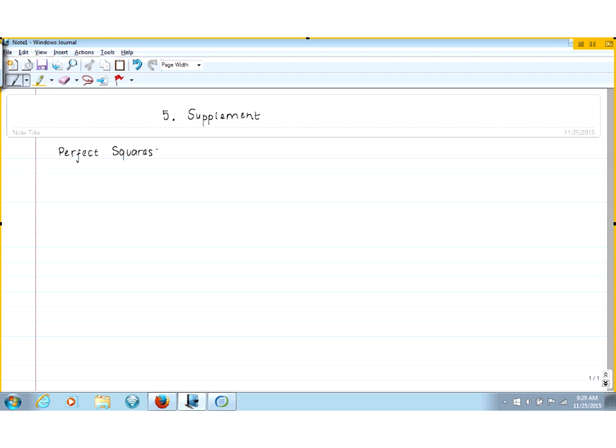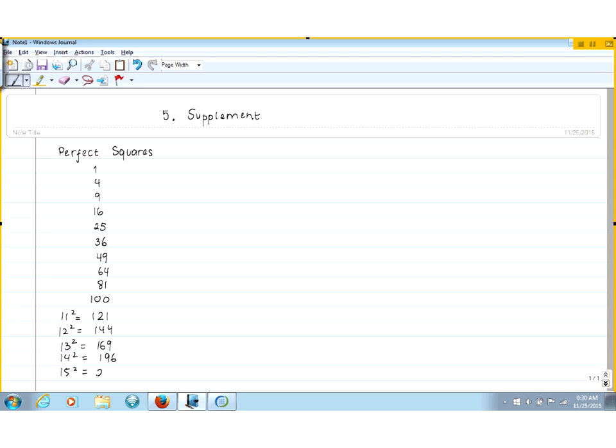Perfect squares. What numbers are perfect squares? What is 1 squared? 1. What is 2 squared? 4. 3 squared? 9. Continue. 16. What else? 25. 36. Then 49. 8 squared? 64. 9 squared? 81. 10 squared? Okay. 11 squared? 121. 12 squared? 144. 13 squared? 169. 14 squared?